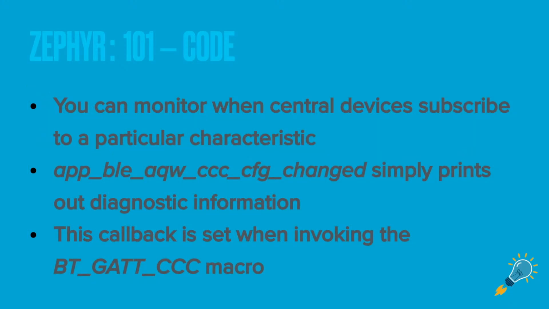For that particular thing, you can monitor when a central is connected. You might want certain logic to happen in your code if it is connected versus not, or if the notifications are enabled or not. So this particular function is just simply printing out diagnostic information. You could always set it to null if you want to.